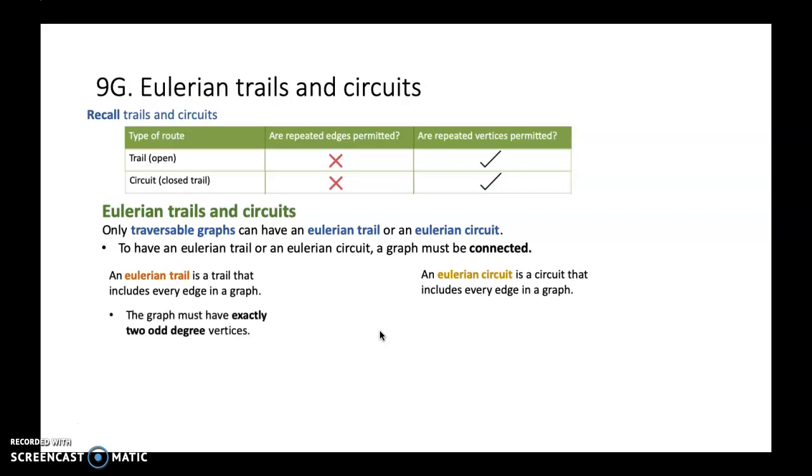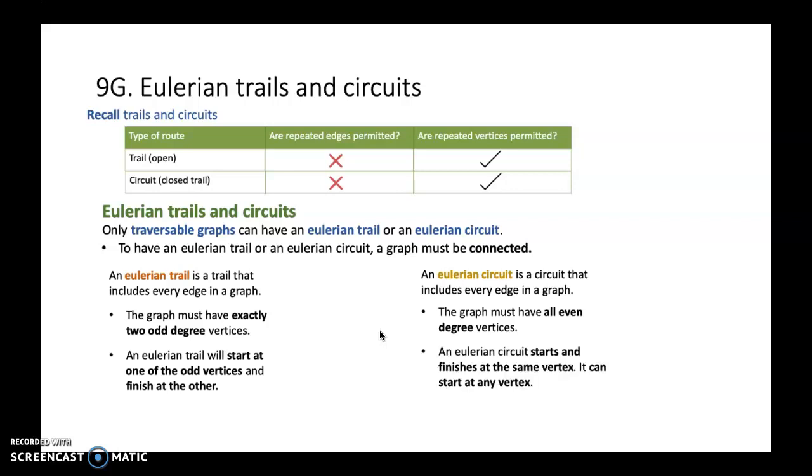To find an Eulerian trail, the graph must have two odd degree vertices. However, for an Eulerian circuit, all the vertices must have even degree. An Eulerian trail will start at one of the odd vertices and finish at the other. And for an Eulerian circuit, we need to start and finish at the same vertex, but you can start at any vertex.